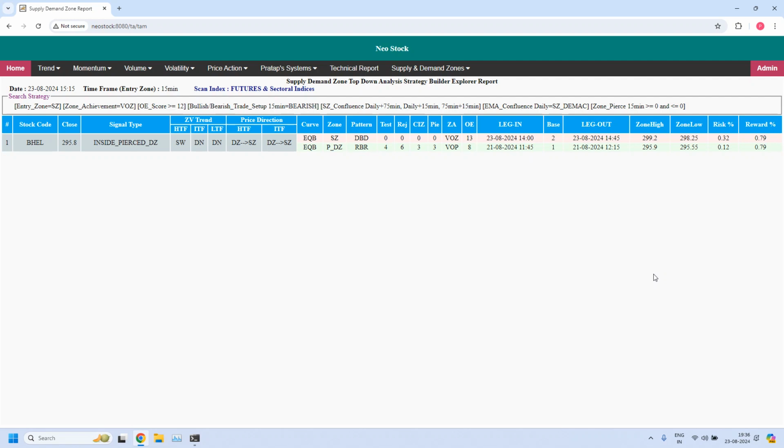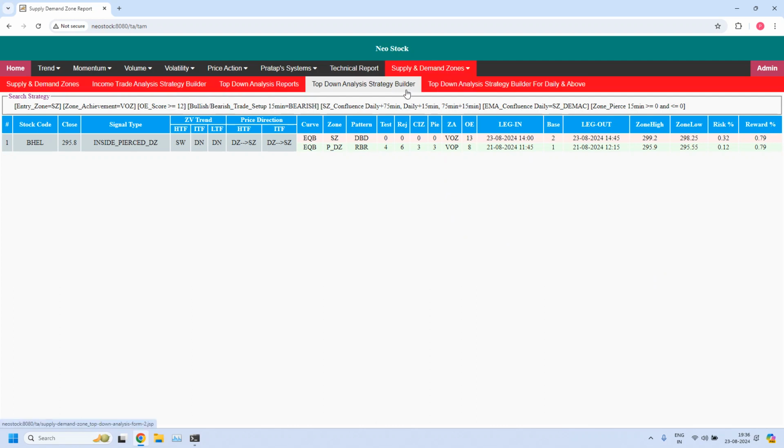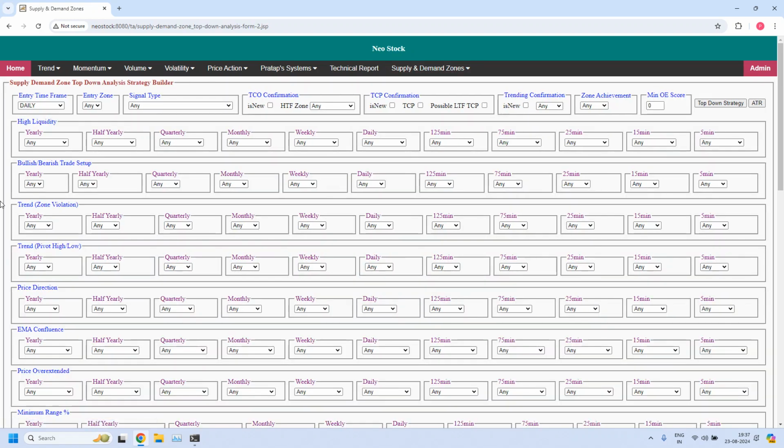But anyway, currently it is a bearish trade setup for a daily income trade. And next one is hourly income trade. In hourly income trade, entry time frame is 5 minutes. And bullish trade setup, entry zone is a demand zone.